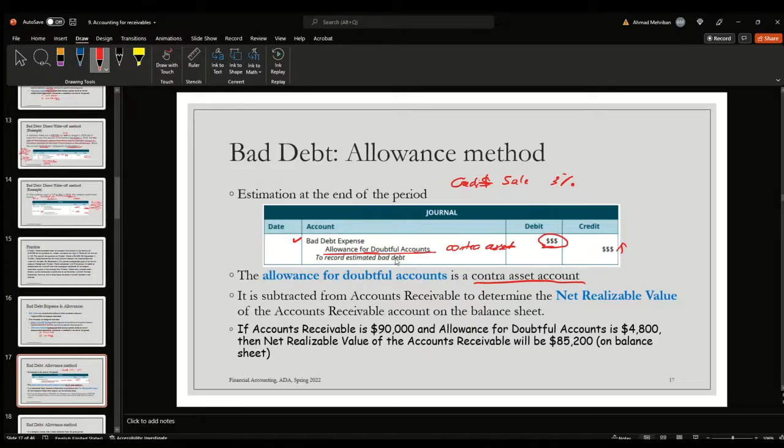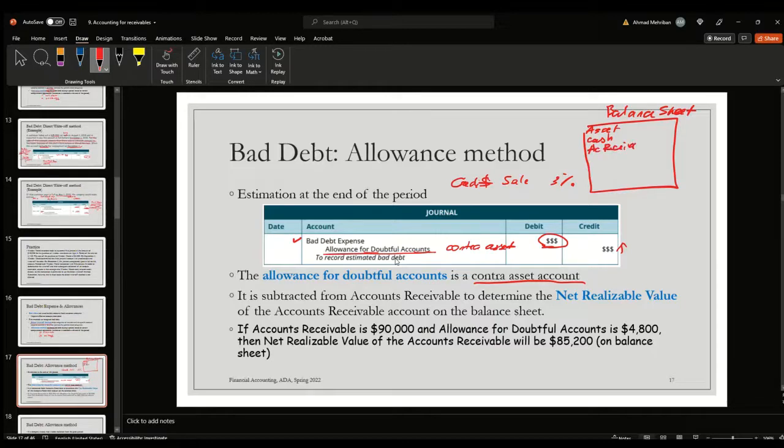In the balance sheet, so let me just show it to you here. Let's again assume that this is a balance sheet. It has the same logic as accumulated depreciation. So you have an asset section, and in the asset section you have cash, I don't know, accounts receivable. Yeah, let's just simplify it.